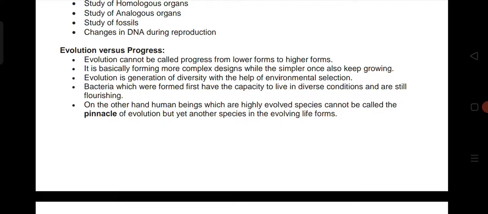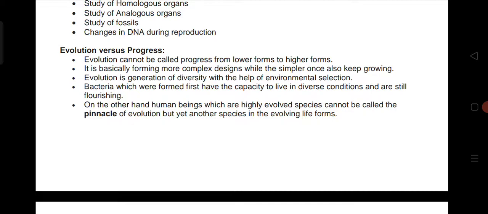Evolution is generation of diversity with the help of environmental selection. So what exactly is evolution? Evolution is generation of diversity, that is, you are producing diverse organisms, and it is with the help of environmental selection, that is, based upon the environmental conditions you can diversify the different types of species of the organism.